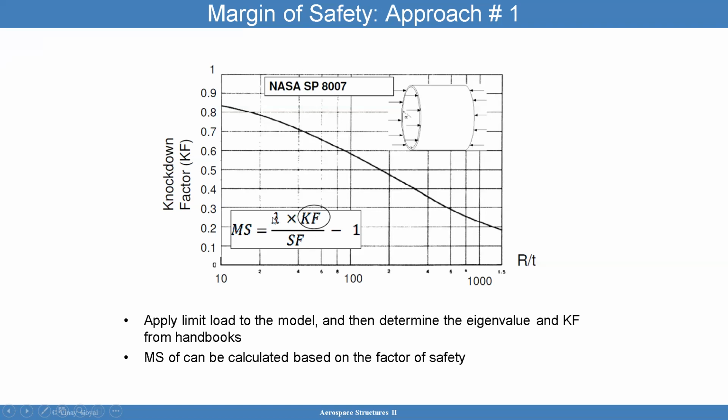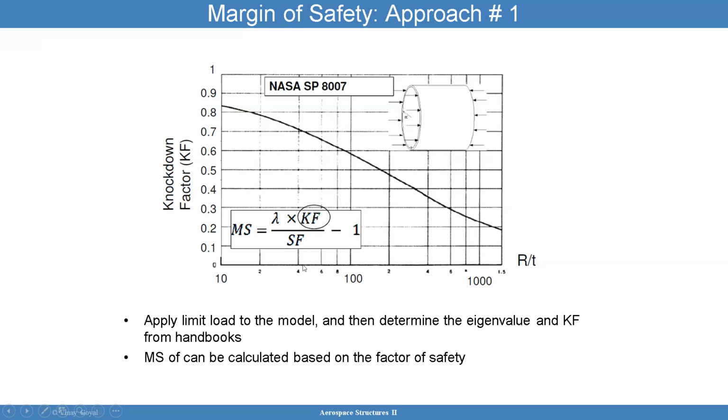Another approach is to apply a load of 1 into the model. Just apply 1 pound into the model. Or don't even worry about that. Just apply any load you want into the model. Then that's going to produce an eigenvalue. So take that load you applied to the model times lambda, which will give you the critical load for buckling, times the knockdown factor that I talked about. Divide that by the limit load times the factor of safety, minus 1. So that's another way to do it.